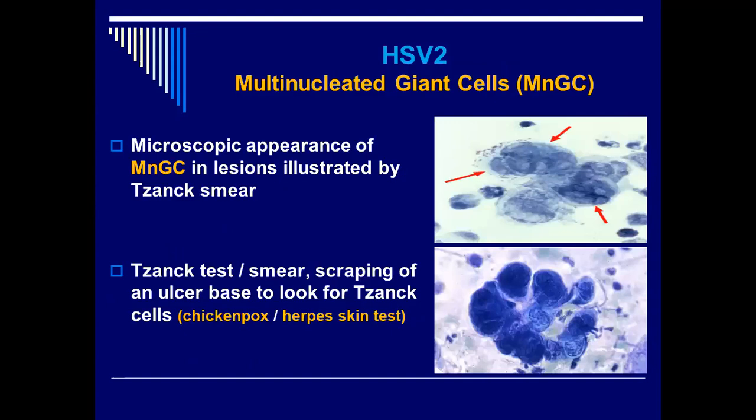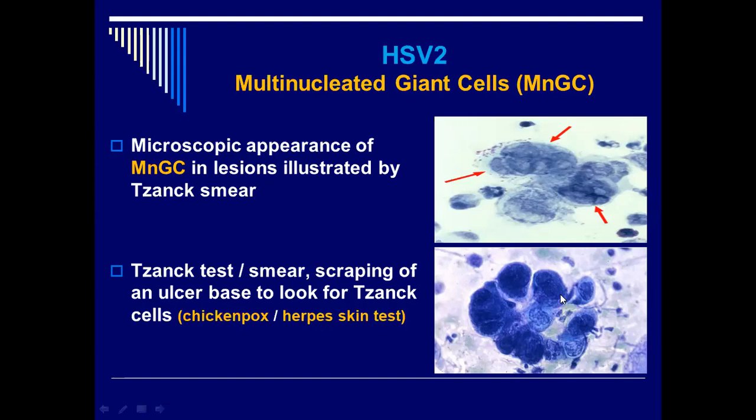Now, this is how the multinucleated giant cells look if you make a smear from the lesions and stain it with different staining procedures. We mostly use the methylene blue stain, the Giemsa stain, or the Wright stains. Because this technique was developed by a scientist whose name was Tzanck, it is called the Tzanck smear or Tzanck test. This is the microscopic appearance of the multinucleated giant cells illustrated by the Tzanck smear. You make the smear from the lesions on the skin, and you stain it with either iodine stain, or you can go for methylene blue or Wright stains.